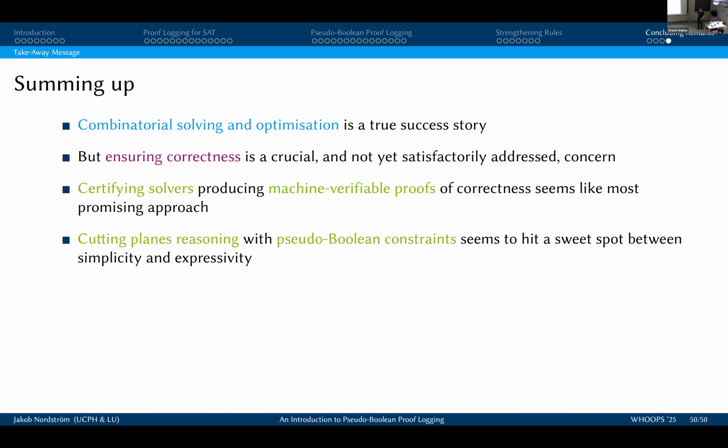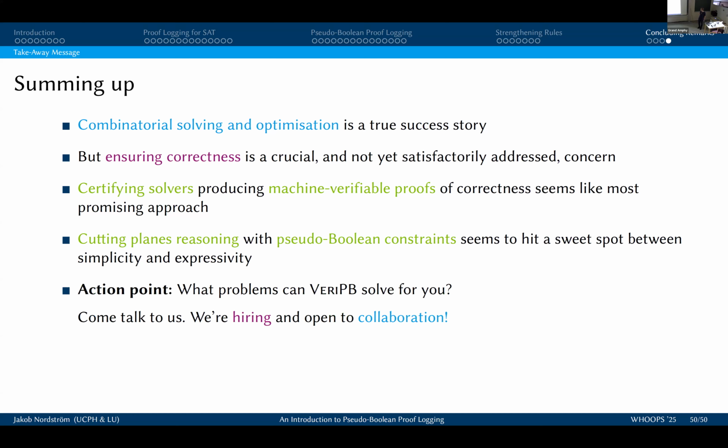So, summing up what I've said so far: combinatorial solving and optimization has made amazing progress since the turn of the millennium, but solvers are buggy. This is a serious problem. The best solution we have for this today is to make solvers certified so that they produce machine-verifiable proofs. It seems that the best format we currently know is to use 0-1 integer linear inequalities and to do reasoning on them using the cutting planes proof system. That seems to be a sweet spot between simplicity and expressivity.